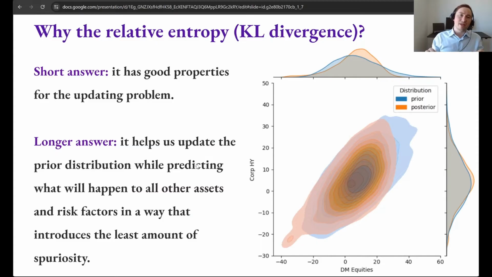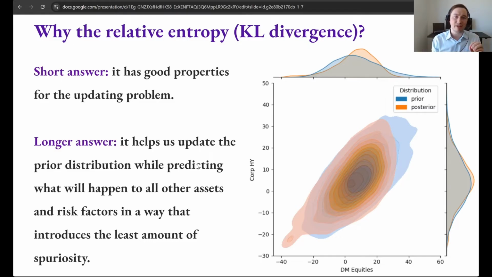Alright, so then there's this question, why do we minimize the relative entropy, which is also known as the KL divergence? And the short answer is because it has really good properties for our updating problem, similar to the mean squared error having really good properties for linear regression. But that of course does not give much intuition.